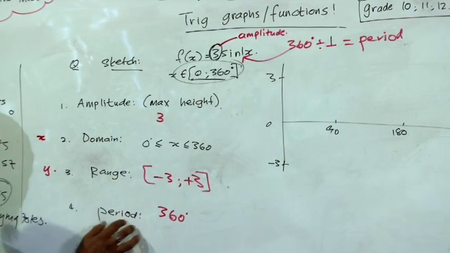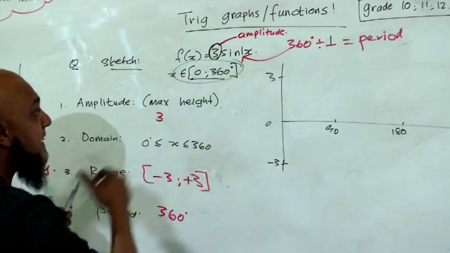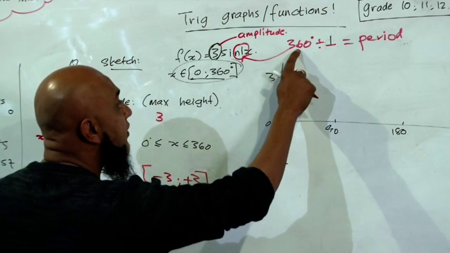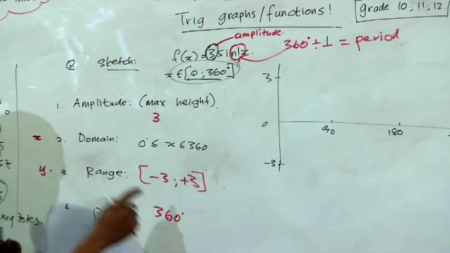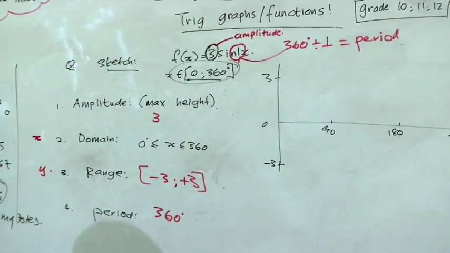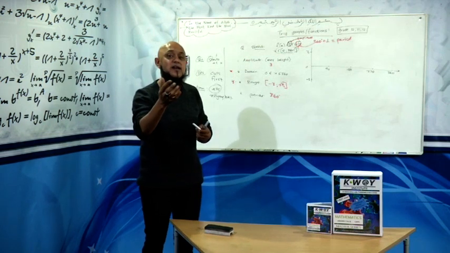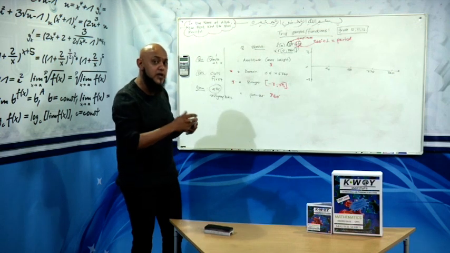The period of the graph, we say 360. We use a formula. 360 divided by that number. 360 divided by that number is equal to the period. So there we go. 360 divided by 1 is equal to the period. So the period of the graph is 360 degrees. If that number was 2, 360 divided by 2, 180. If that number was 3, 360 divided by 3, 120. So you can do the math.